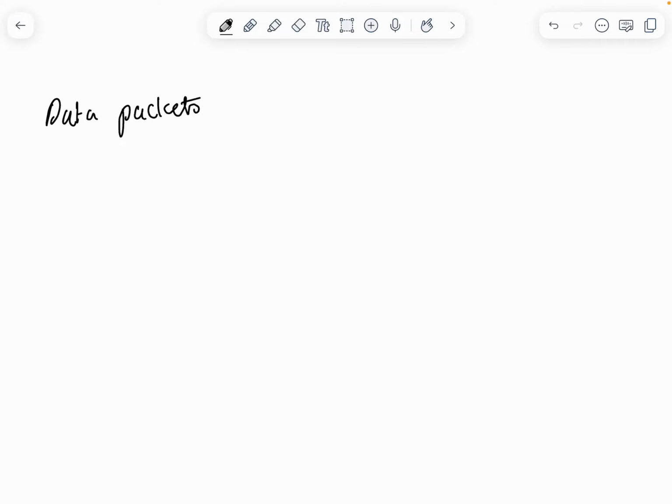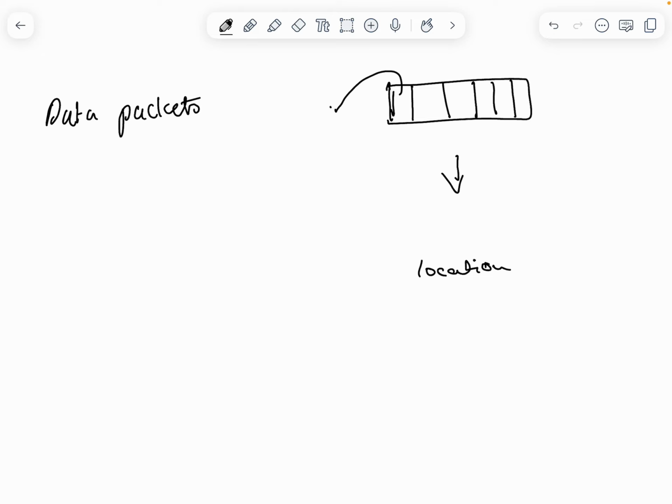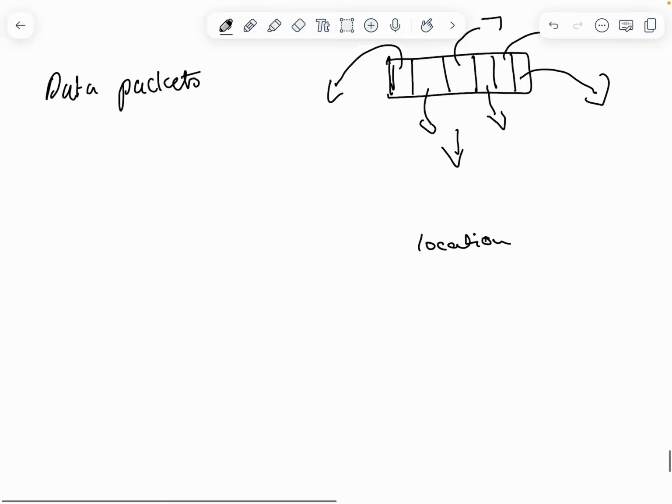Okay, so you have this and you want to send this to a specific location, right? But you don't want to send it as a whole. So what data packets do is they split this up, and one data packet will take one part, another data packet will take another, and so on. That's how data packets work.